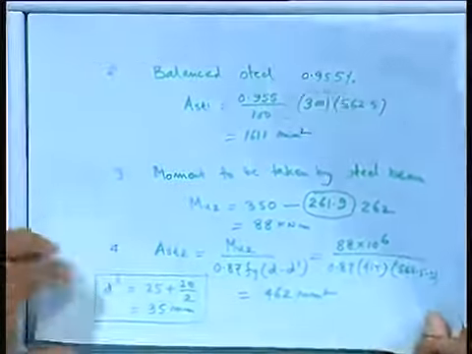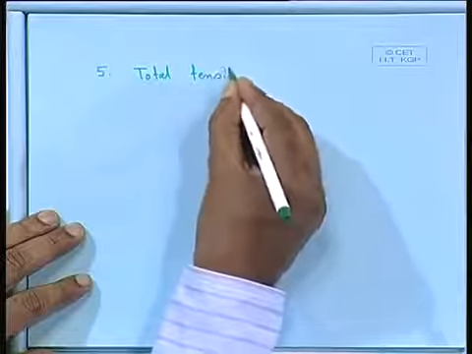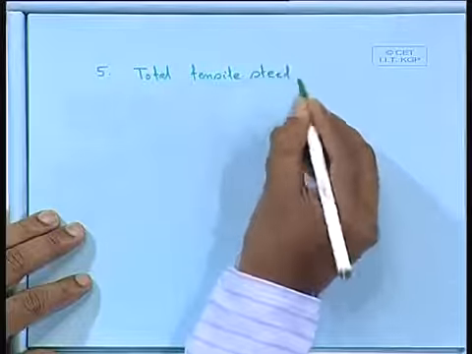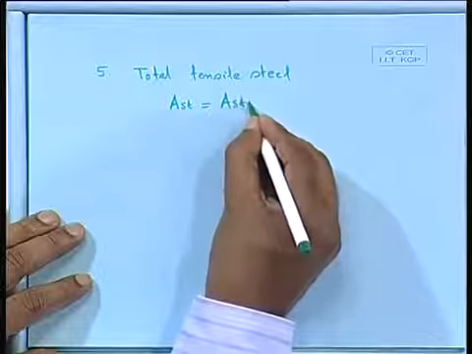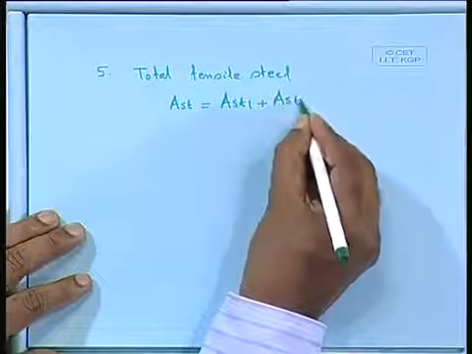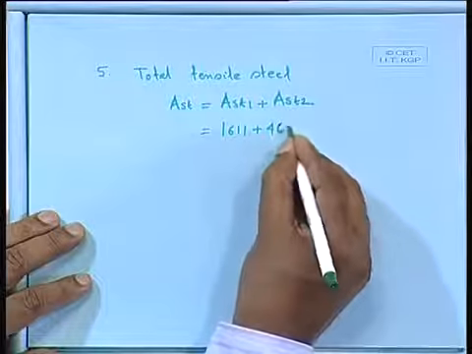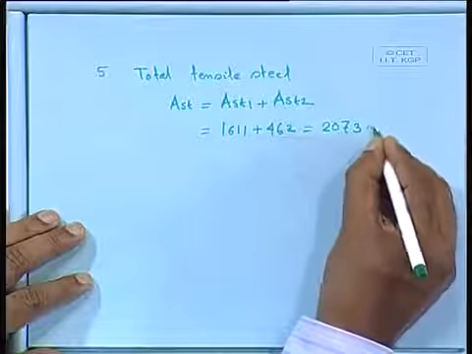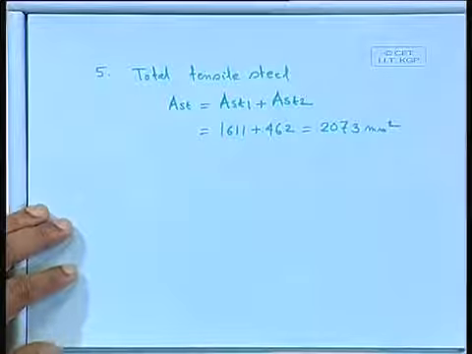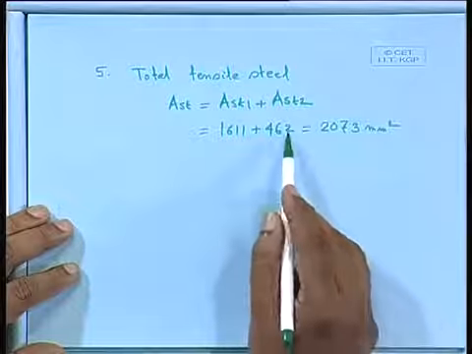What about the total tensile steel? Total tensile steel Ast equal to Ast1 plus Ast2, 1611 plus 462, equals 2073 square millimeter. We know 462 is the area of steel.